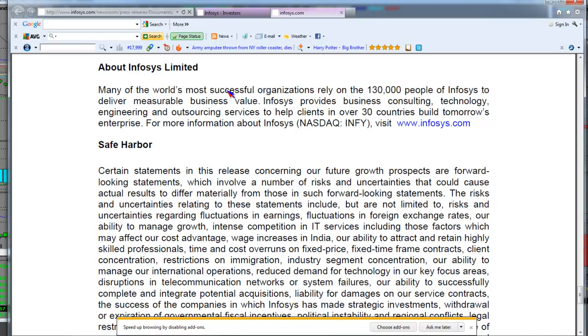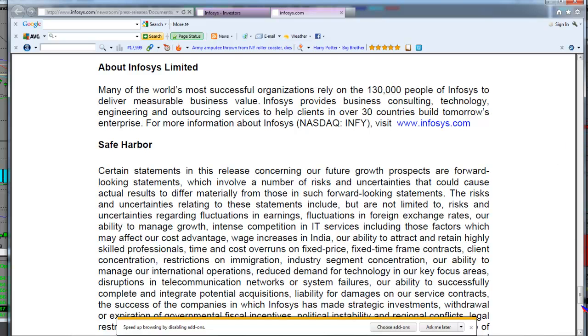Okay, many of the world's most successful companies rely on 130,000 people of Info Systems to deliver measurable business values. And they're in the IT sector, INFY. They're a company out of India, and here's their website, infosystems.com.